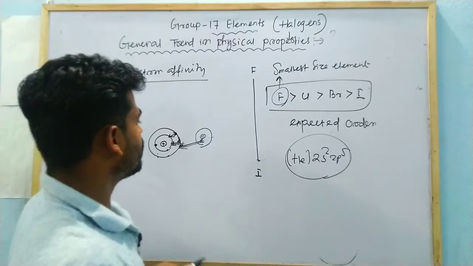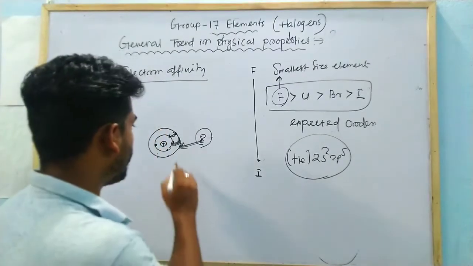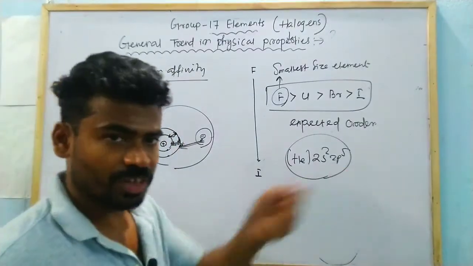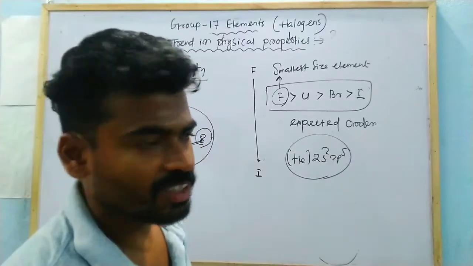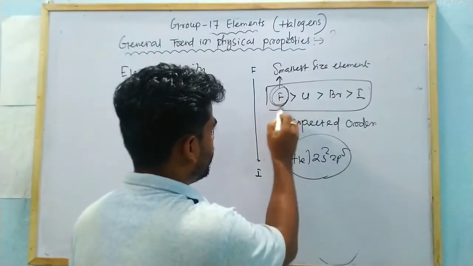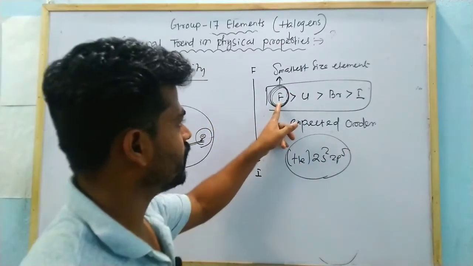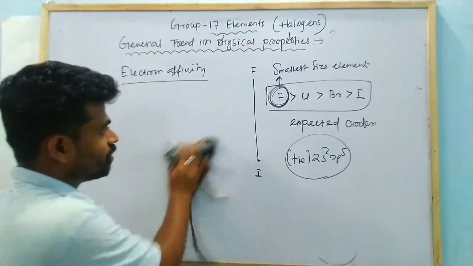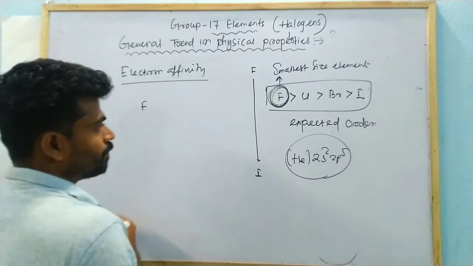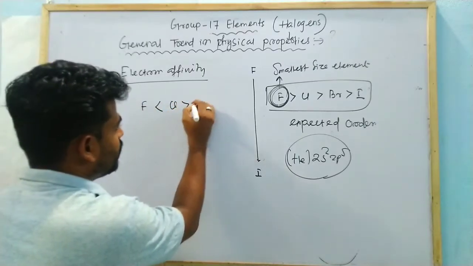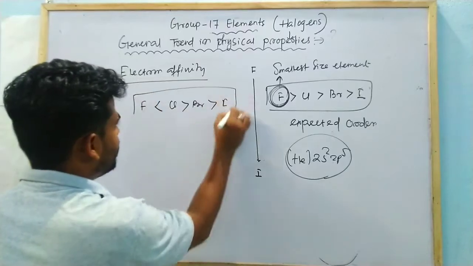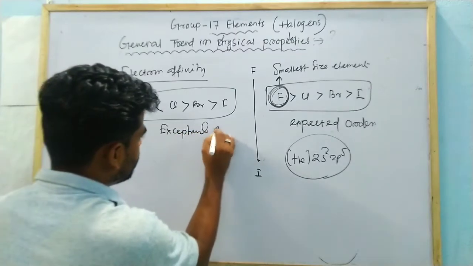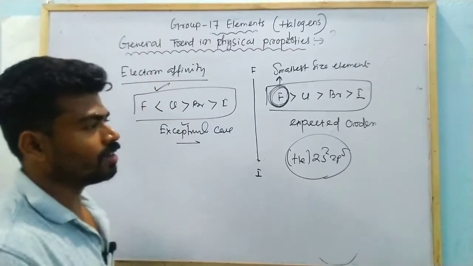So the electron affinity or electron gain enthalpy of fluorine becomes less negative. Because during the addition of an electron, energy is released, you are getting a very less negative electron gain enthalpy in the case of fluorine. So the order can be written as: fluorine less than chlorine, then bromine, then iodine. This is the real order. This is one of your exceptional cases. Just remember this is the order of electron affinity.